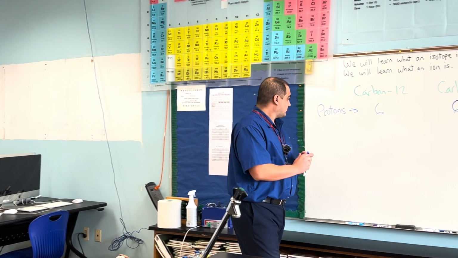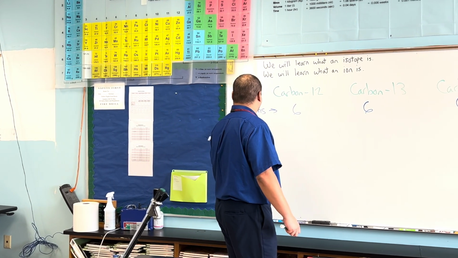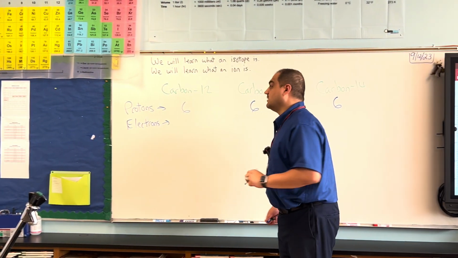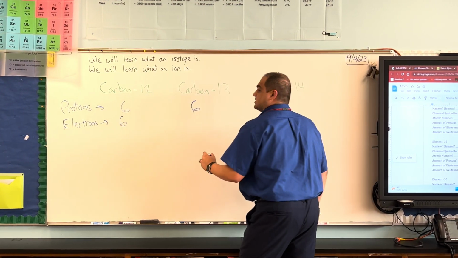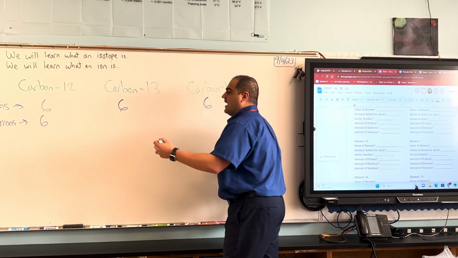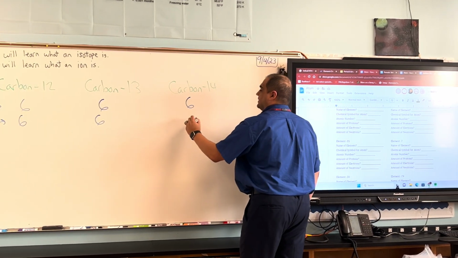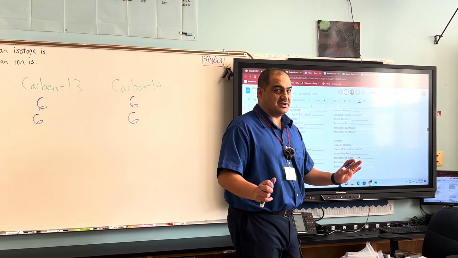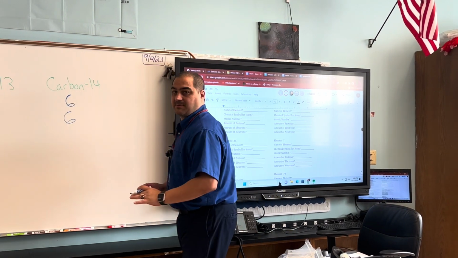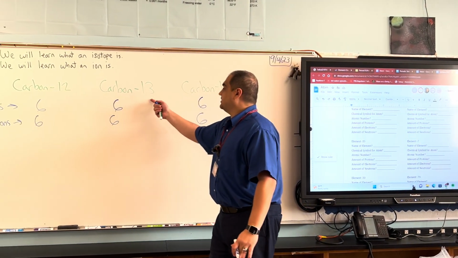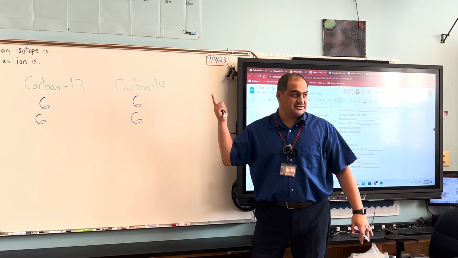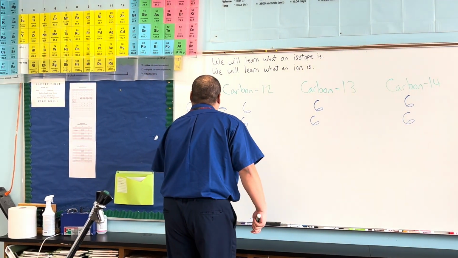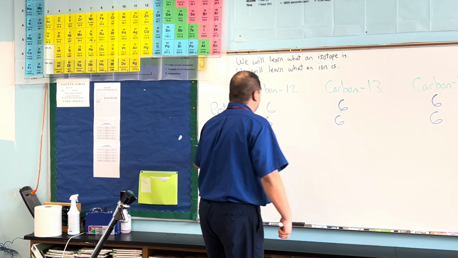Now, how many electrons does carbon 12 have? 6. How many electrons does carbon 13 have? 6. How many for carbon 14? 6. Beautiful. Are we good so far? That hasn't changed. However, what has changed is the atomic mass. Carbon 12, carbon 13, and carbon 14 do not have the same atomic mass, which means something did change. And if the protons didn't change, that means the neutrons changed.